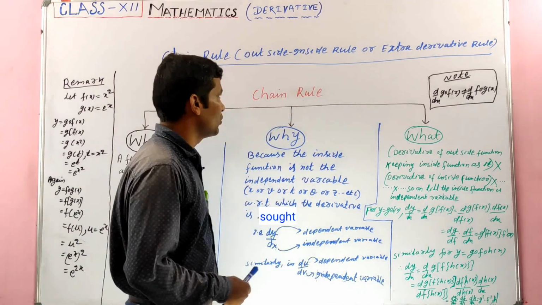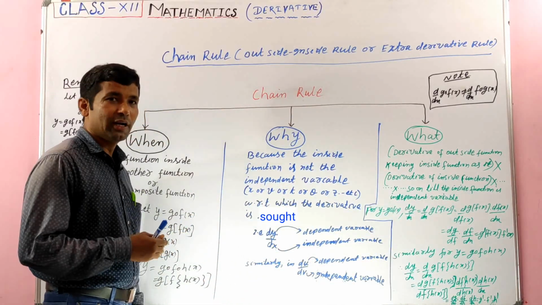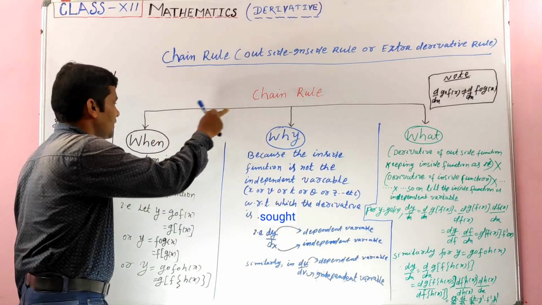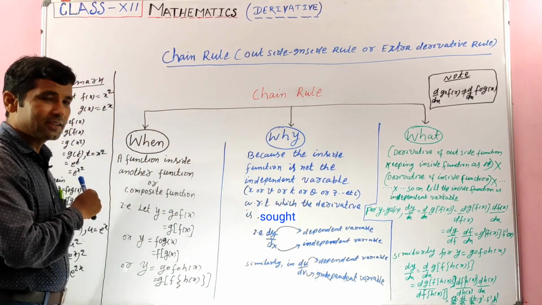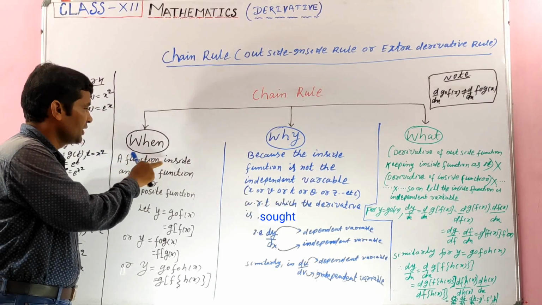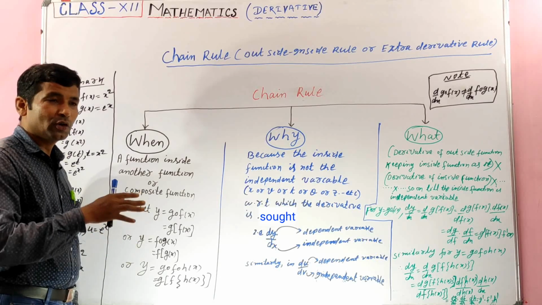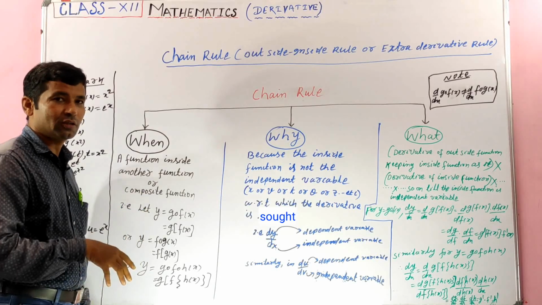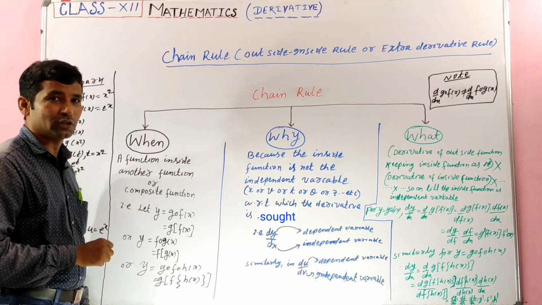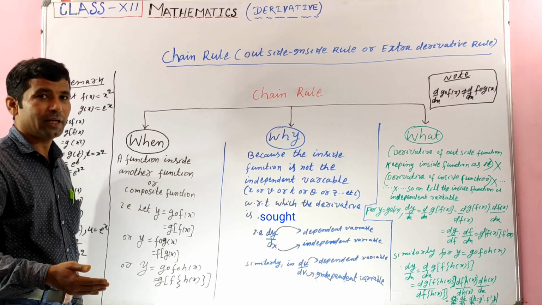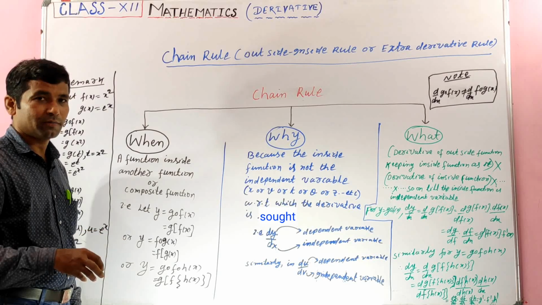Now, what is the chain rule? Why the chain rule, and when is the chain rule applied? See here, the chain rule is applied when there is a function inside another function, or a composite function. Suppose a function is inside another function, or it is the composition of two functions, which you will study in the function chapter, what is GOF and FOG.